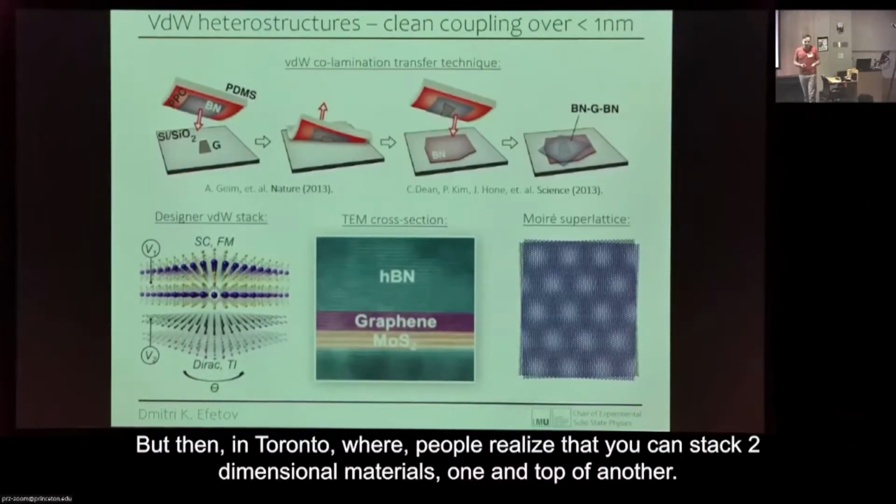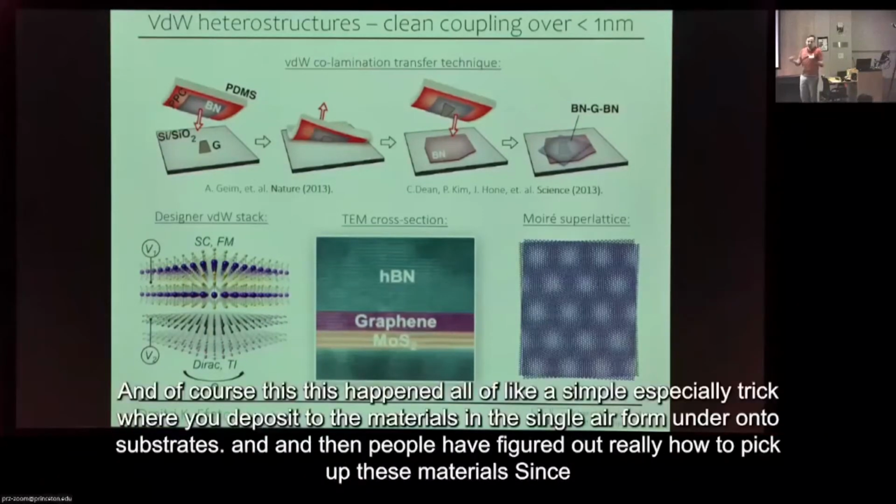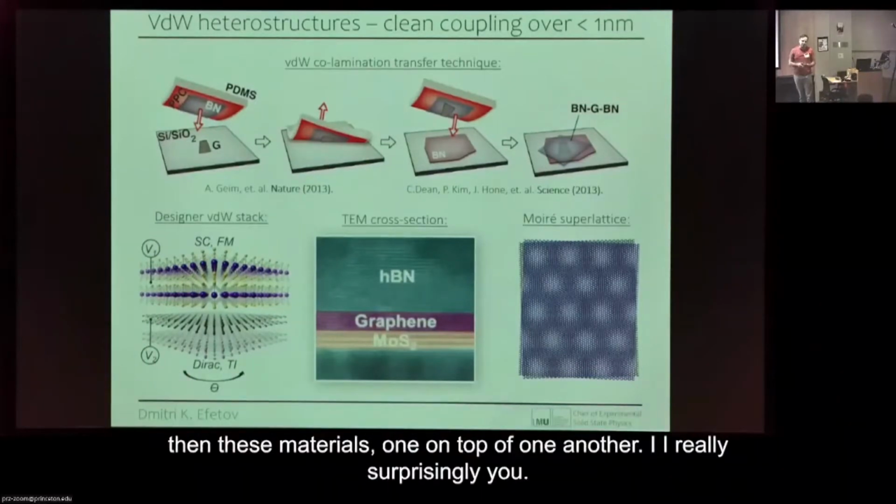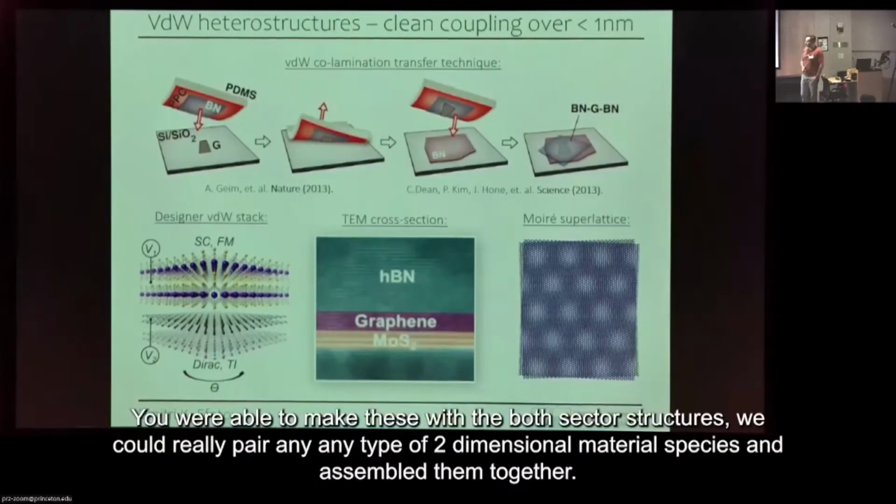And of course, this happened with a simple Scotch tape trick where you deposit 2D materials in a single layer form onto substrates. And then people figured out how to pick up these materials and stamp them one on top of another. And surprisingly, we were able to make these van der Waals heterostructures. We could pair any type of two-dimensional material species and assemble them together. Surprisingly, the interfaces were also extremely good.